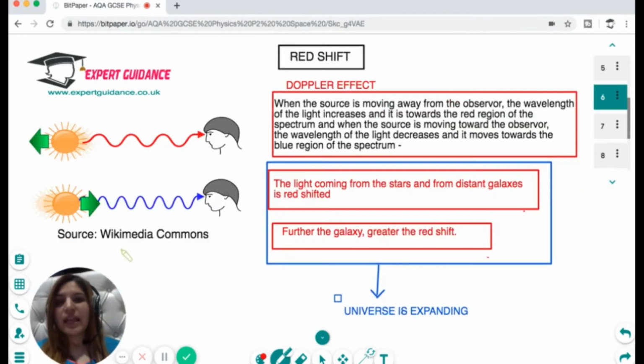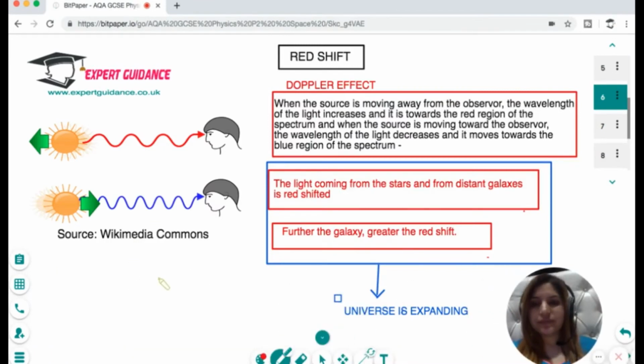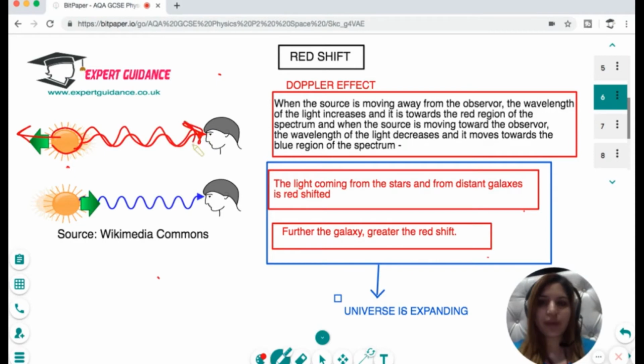Okay? Now, what is redshift? To understand redshift, it is very important you understand this figure. If the source is moving away from you, you will see that the wavelength of the light is more, and it is shifted more towards the red region. And if the source is moving towards you, then the wavelength of the wave will be less and it will be more blue shifted. Now, this phenomenon is the Doppler effect.